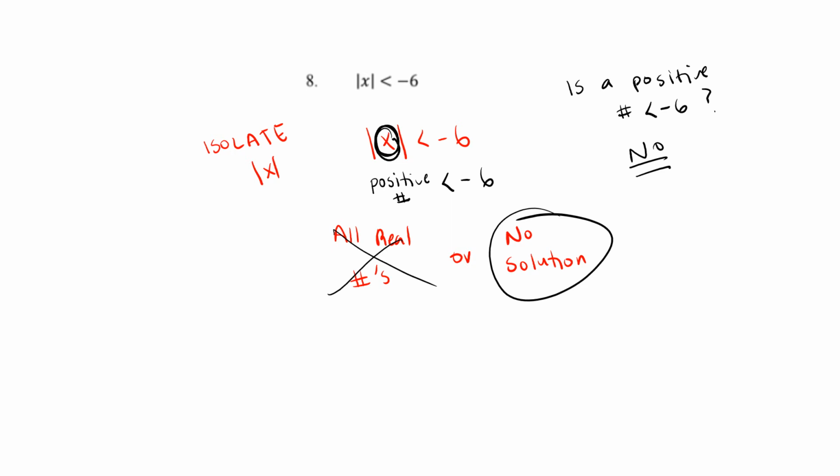Right? Positives can't be less than negatives. Anytime you have an absolute value, no matter what's inside of it, if it is less than a negative, once you've isolated it, you can just stop and be like, oh, that's no solution. So that problem's done. You don't have to worry about doing a number line there for special cases. You're good to go.